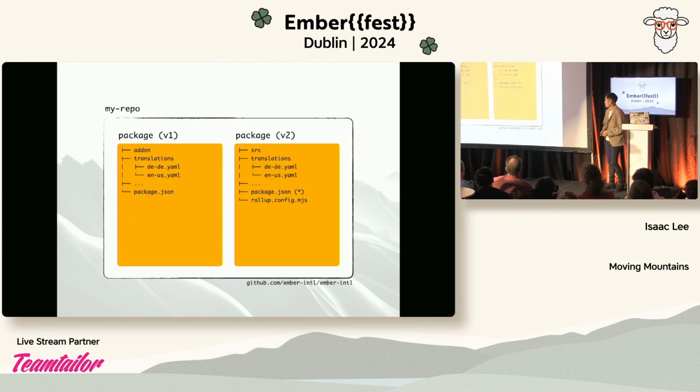Third, add-ons can provide translations for Ember Intl, either in a single file, as shown here, or in many files using nested folders. Just like in V1 add-ons, we'll create a folder called translations so that Ember Intl can achieve backward compatibility.